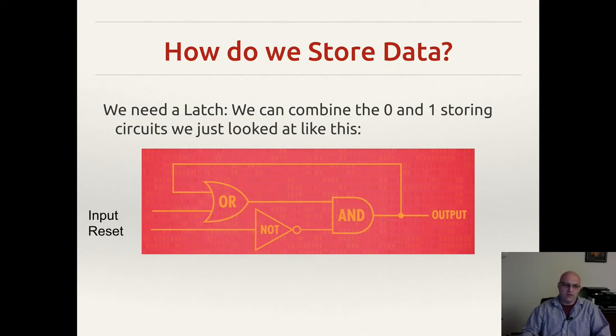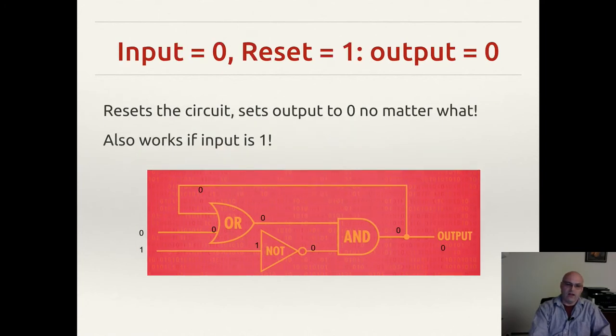So let's say that we want to store, in this case, a zero. So you have a zero on that first line going to the first OR gate there. And you have a reset here to clear it. So this actually means that it'll retain whatever it has until you reset it. So I think I have some slides here that kind of play this out. So let's do it this way. So we have an input of a zero, a reset of a one.